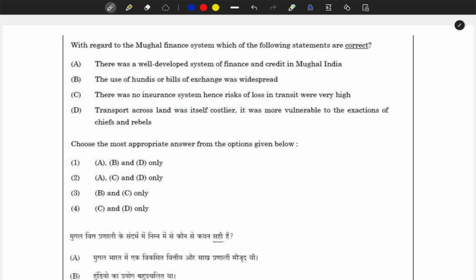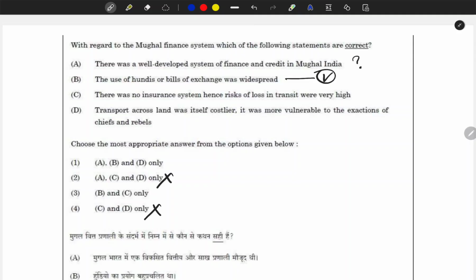There was a well developed system of finance and credit in Mughal India. You don't know this? It's okay if you don't know this. Use of hundis or bills of exchange was widespread. This is a correct statement. You might have heard about the hundis, which were referred to many times. So this is the correct statement, and you can eliminate the second and fourth statements. Let's proceed further.